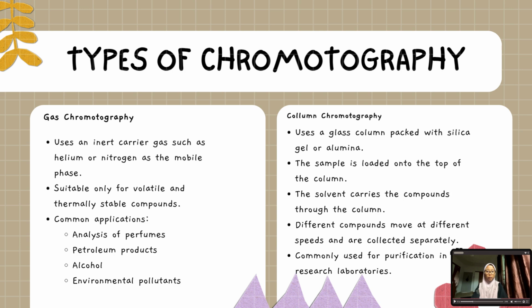For column chromatography, it uses a glass column packed with silica gel or alumina. The sample is loaded onto the top of the column. The solvent carries the compound through the column. Different compounds move at different speeds and are collected separately, commonly used for purification in research laboratories.